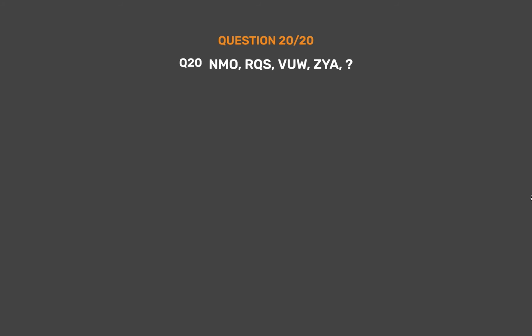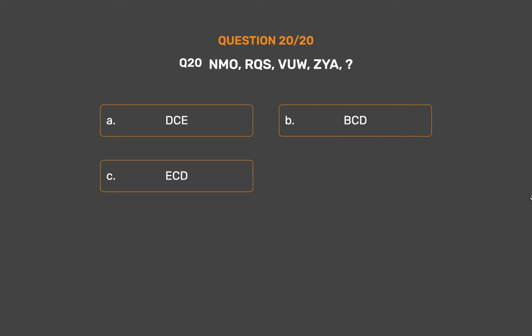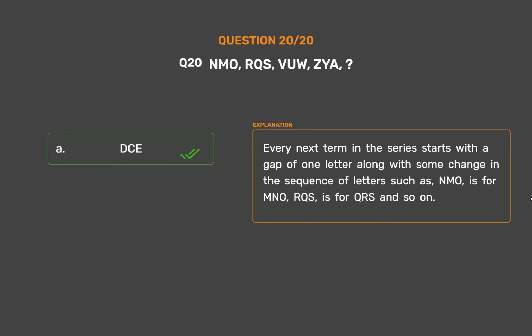Question number 20. NMO, RQS, ZIA. Option A, DCE. Option B, BCD. Option C, ECD. Option D, FCD. The correct answer is option A, DCE. Every next term in the series starts with a gap of 1 letter along with some change in the sequence of letters, such as NMO is for MNO, RQS is for QRS and so on.